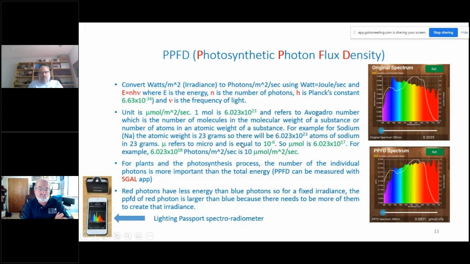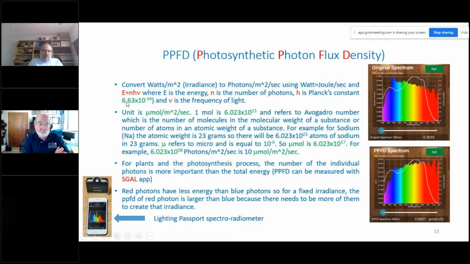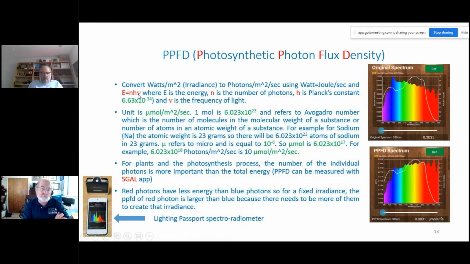And this is very useful in horticulture because in horticulture, the plants and the photosynthesis process don't care about how much watts per meter square is falling on them. They rather care about the number of photons. So in order to convert the irradiance into number of photons, we use this E equal to nh nu, where n is the number of photons, h is the Planck's constant and nu is the frequency. So you can convert that.